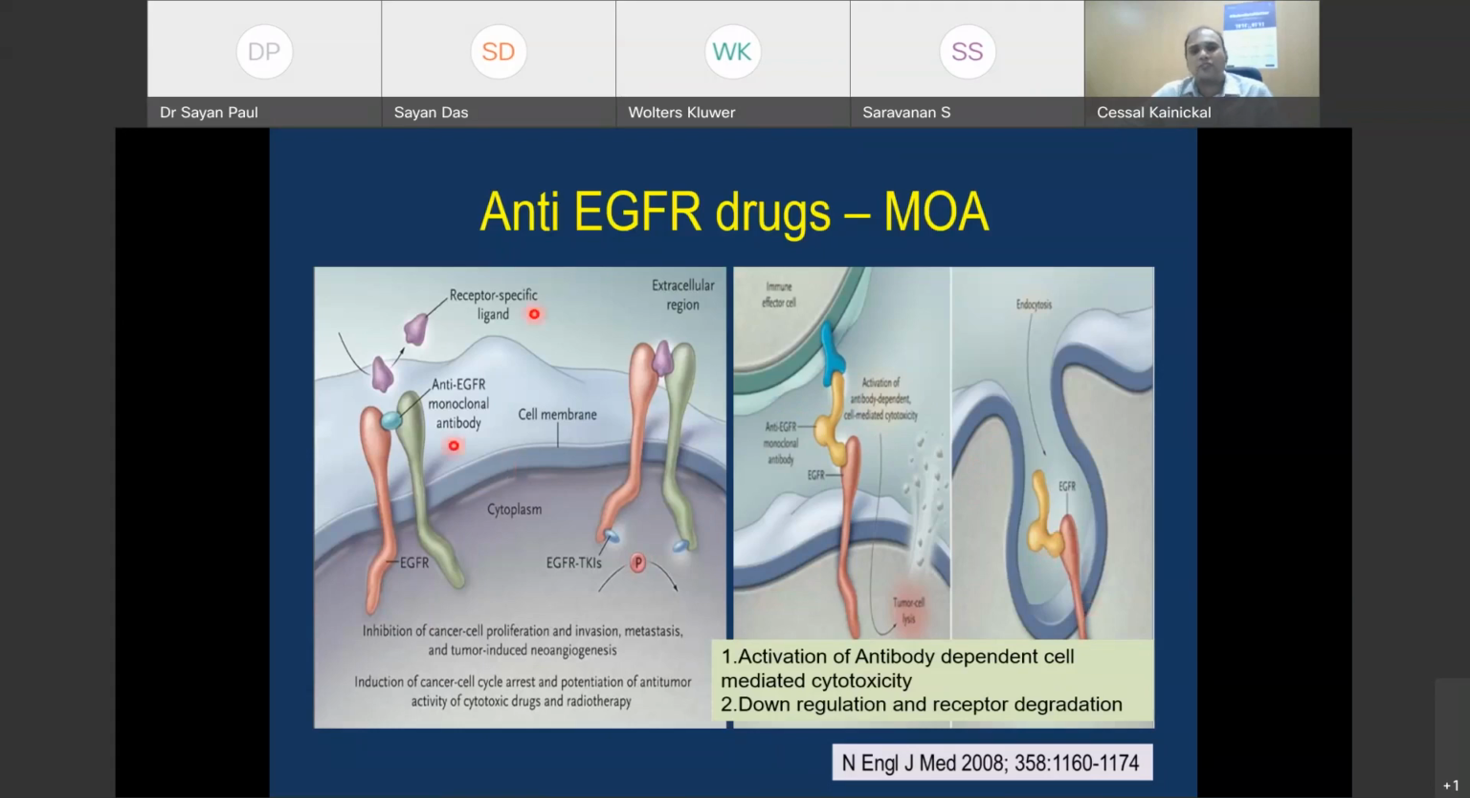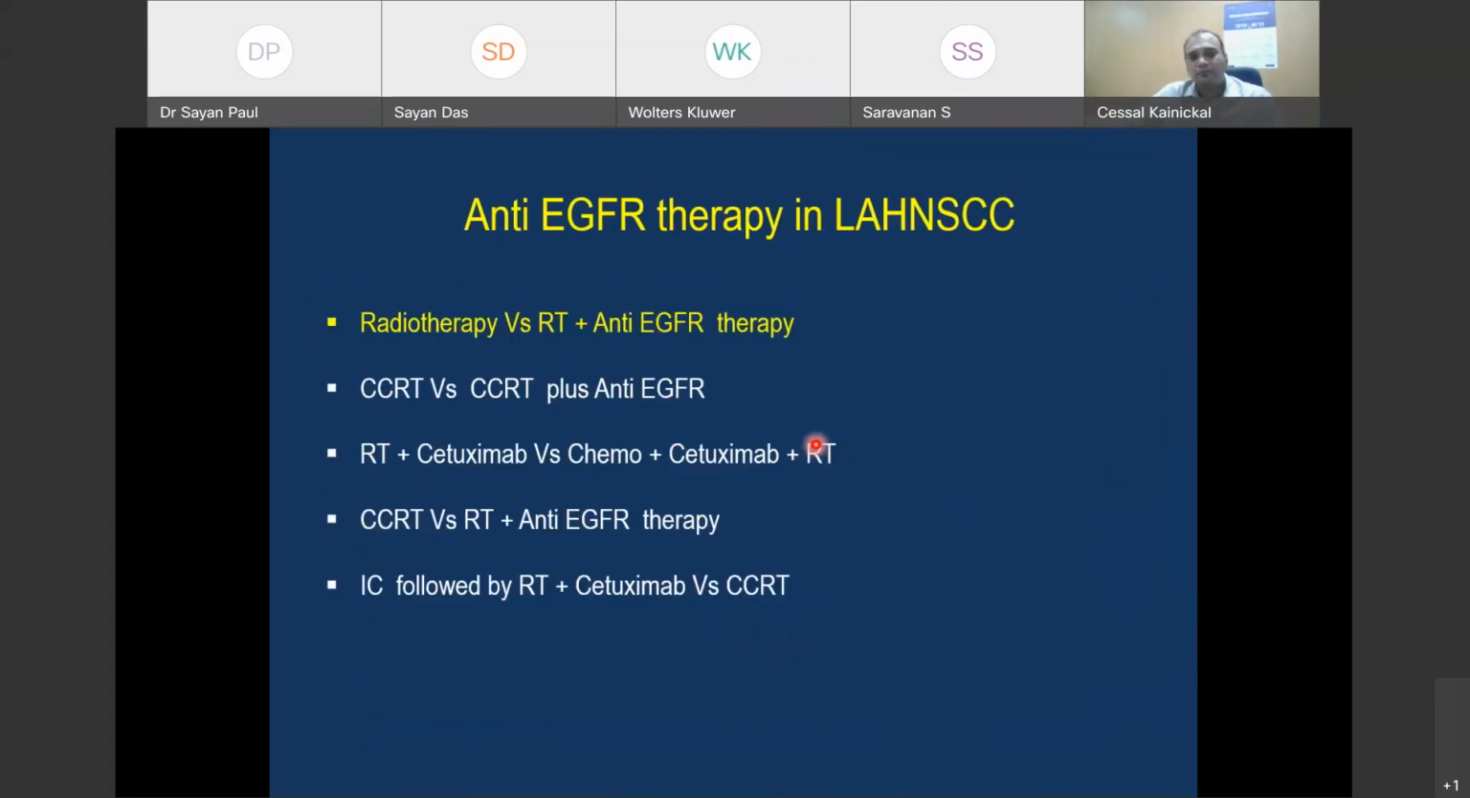So these are the mechanisms of action of the anti-EGFR drugs. And this is a very beautiful article which was published in the New England Journal of Medicine in 2008, describing the mechanism of action of anti-EGFR drugs. Now coming to the phase 3 data of using an anti-EGFR therapy in locally advanced squamous cell carcinoma, where you consider radical radiotherapy as the definitive treatment, not in the adjuvant setting. So these are the phase 3 data.